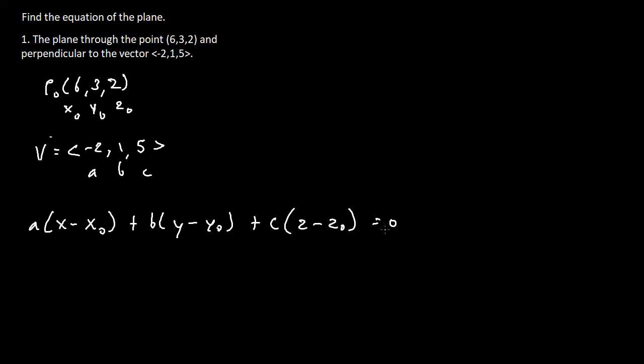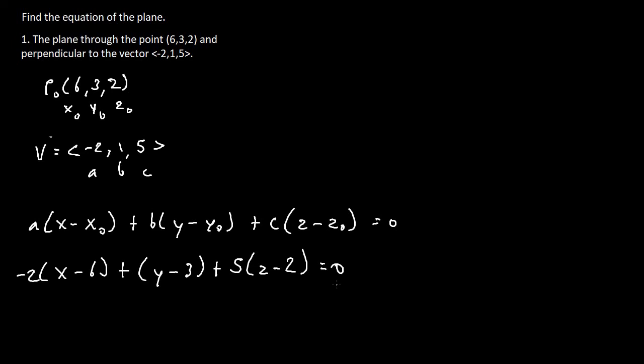So if we go ahead and plug in our variables here, a is going to be -2, so we have -2 times (x minus x sub naught, which is 6), so x minus 6, plus b, which is 1, times (y minus y sub naught, which is 3), and then plus c, which is 5, times (z minus z sub naught), and that's going to give us 2. So that's going to equal 0.